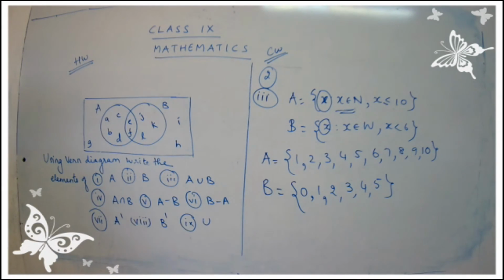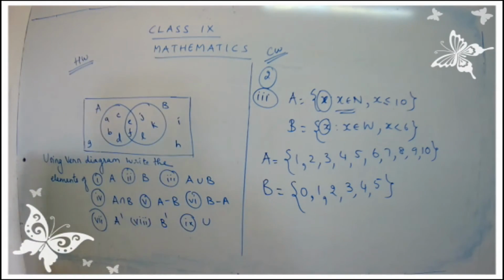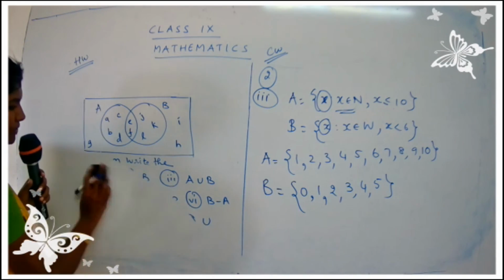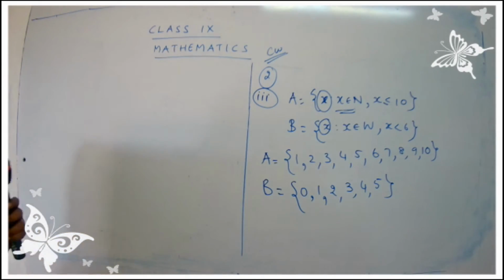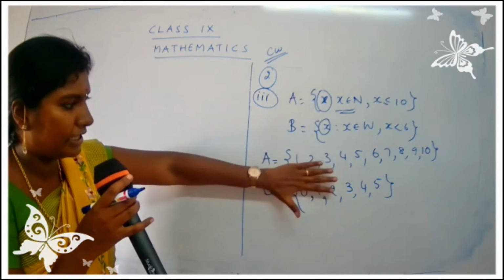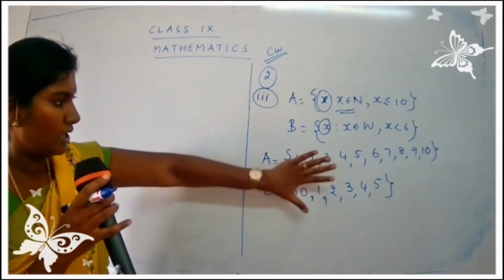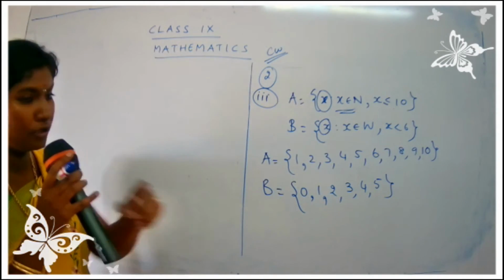Okay, so we have found set A. We have found set B. I hope you have taken down the question, children. Good. Let's start with the classwork. A rule was given to us, and with the help of the rule, I have written the set in roster form. We have changed the rule into roster form. Now let's go for the answer part.